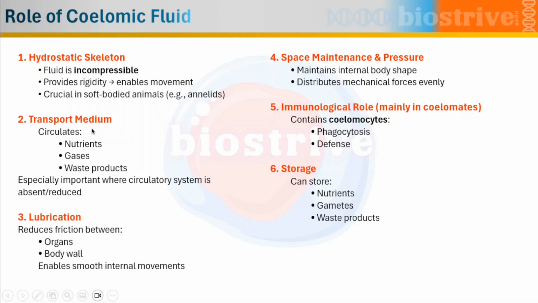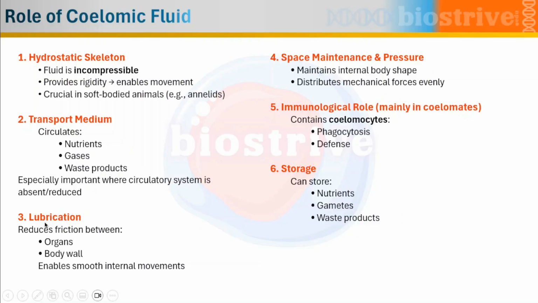It acts as a transportation medium for nutrients, for gases like carbon dioxide, for metabolic waste products. And if the circulatory system is primitive or not evolved at all, then it becomes very important, and it becomes the sole medium of transportation for all these essential components.